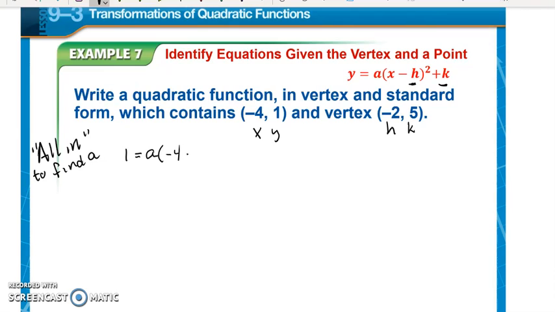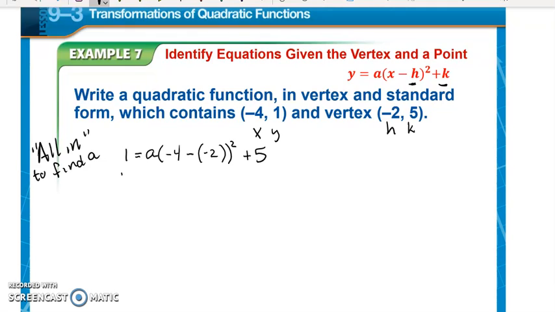h is negative 2. So we put minus, and instead of h, you're going to put a negative 2. That's probably the trickiest part of this, is knowing that if h is negative, you have to put it in like this, or remember to switch the sign. And then we put in plus k, which is 5.